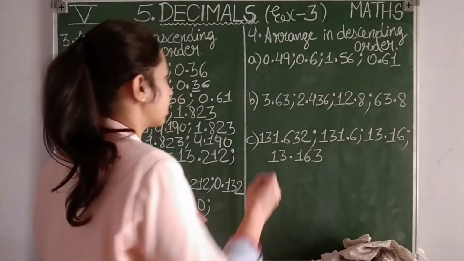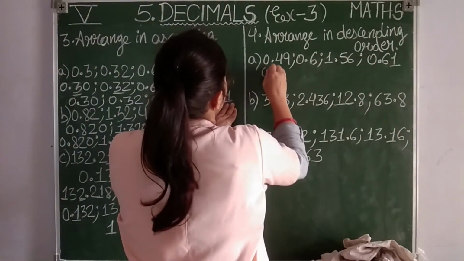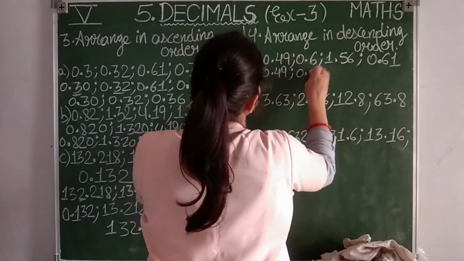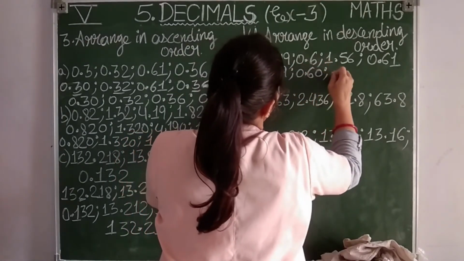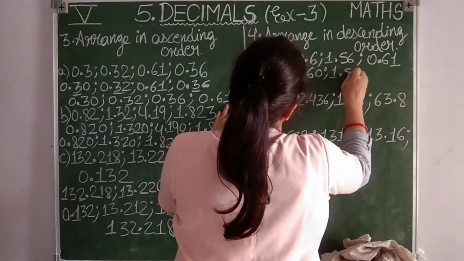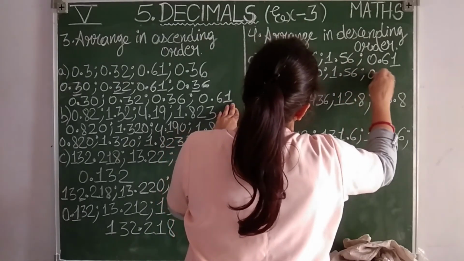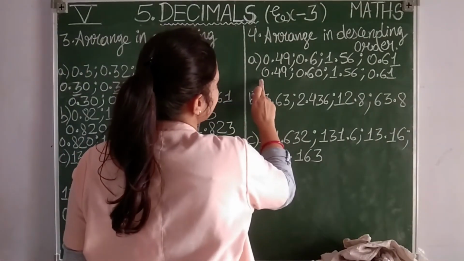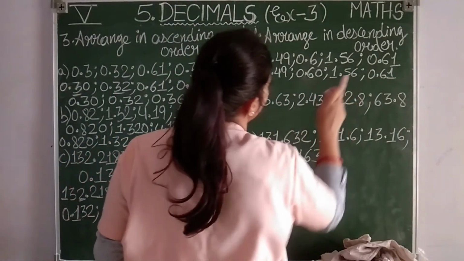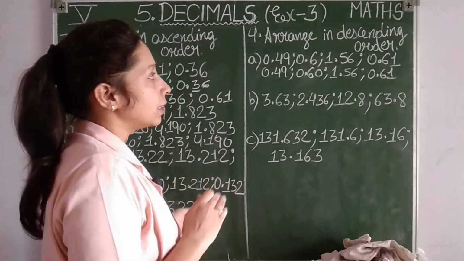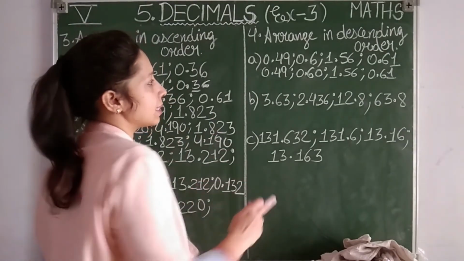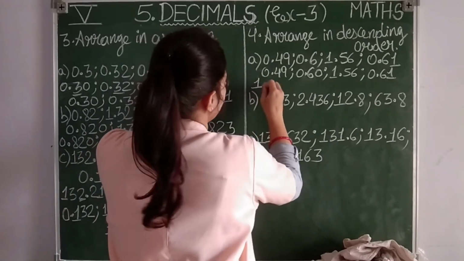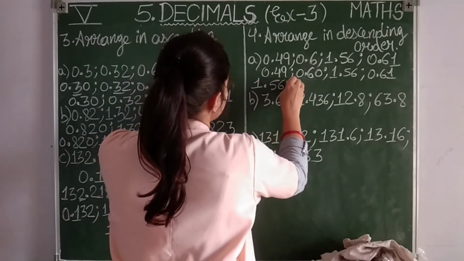I'll write like this: 0.49, then 0.60, then 1.56, then 0.61. Okay, students, now we can compare. Check the whole number: 0, 0, 1, 1. For arranging in descending order, we want the greatest decimal number first. Now, the one with whole number 1 will be the greatest decimal number here, 1.56.